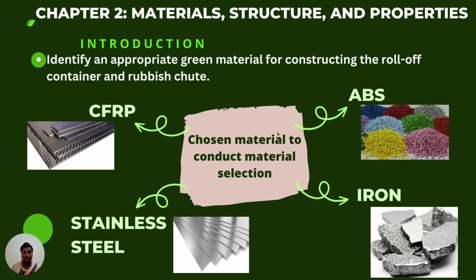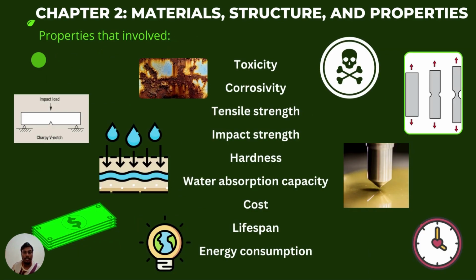The chosen materials to conduct the material selection are CFRP, which is carbon fiber reinforced polymer, ABS plastic, stainless steel and iron. These are the properties involved during the material selection, which are toxicity, corrosivity, tensile strength, impact strength, hardness, water absorption capacity, cost, lifespan and energy consumption.